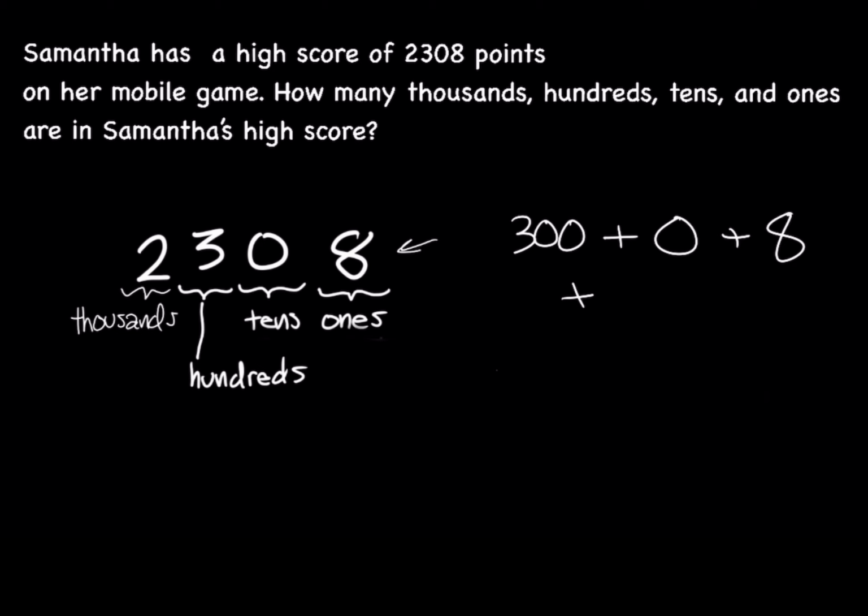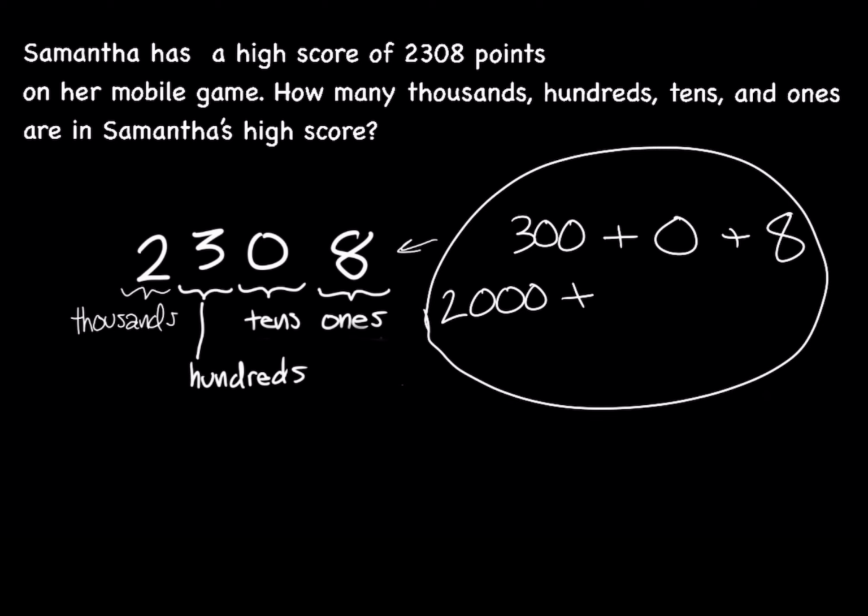So we have 2 1,000s. 1,000 plus 1,000 is 2,000. And as you can see, if we add all of these numbers together, we'll get our final number of 2,308. So as for how many thousands, hundreds, tens, and ones Samantha has in her high score, she has 2 1,000s, 3 hundreds, 0 tens, and 8 ones to get her final number of 2,308.